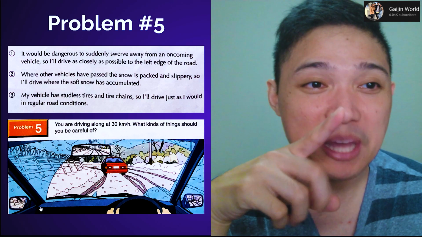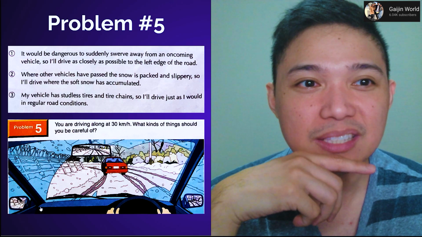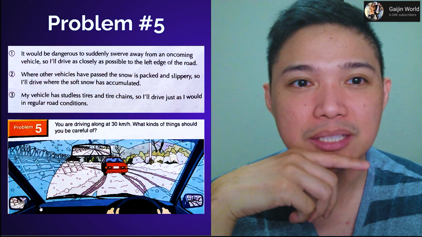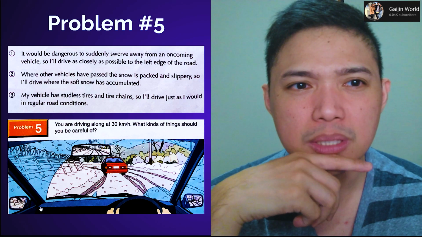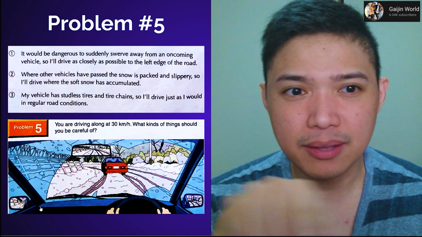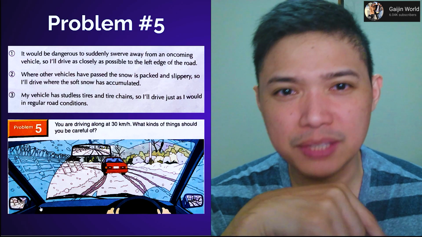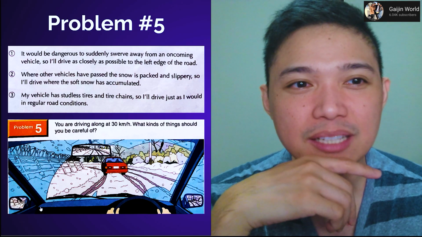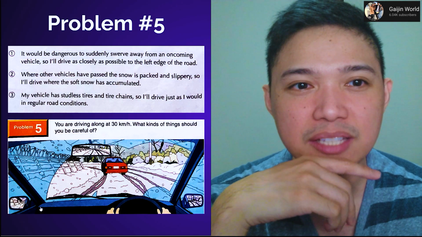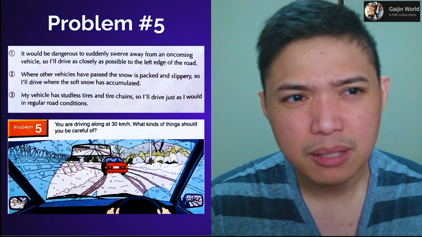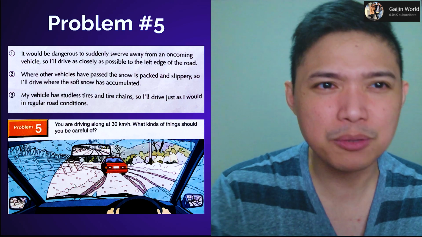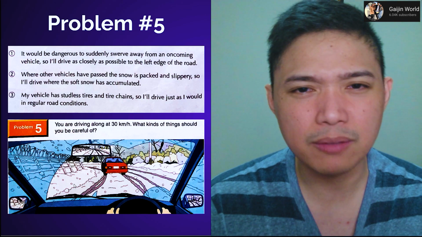I'm not sure. Number two, where other vehicles have passed, the snow is packed and slippery, so I'll drive where the soft snow has accumulated. I think this one is false as well because of the trail. It's much safer if you follow the trail. Number three, my vehicle has studless tires and tire chains, so I'll drive just as I would in regular road conditions. I think this is false too. So everything in this problem is false, I guess.